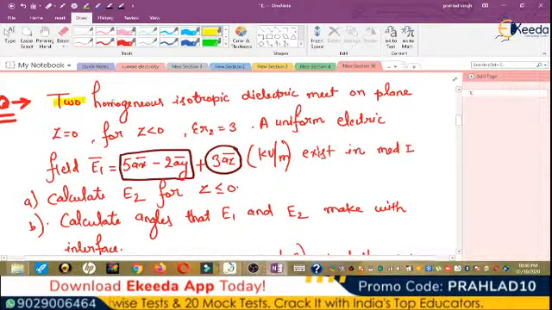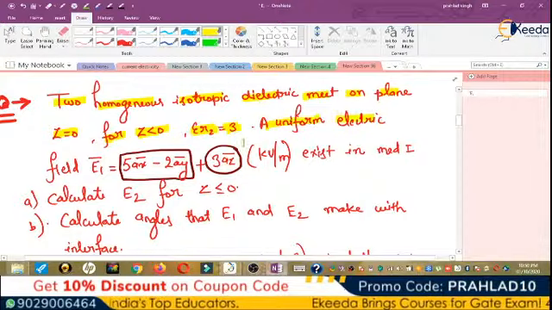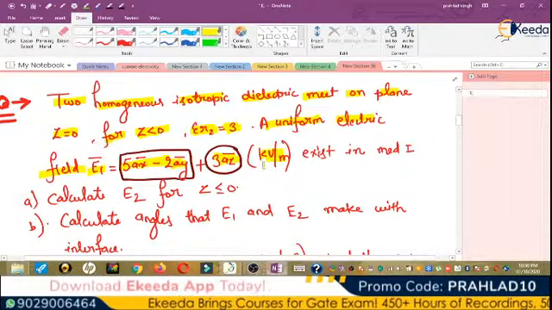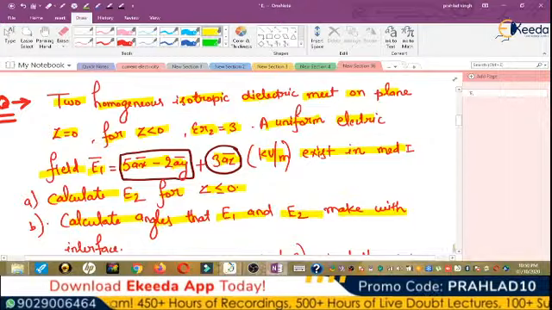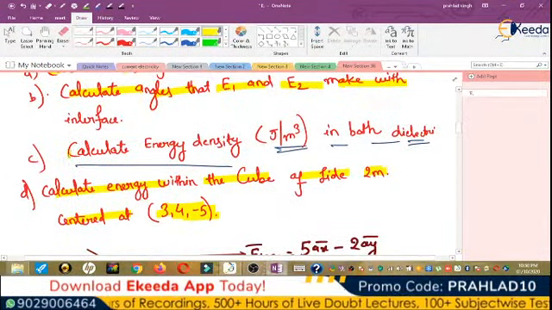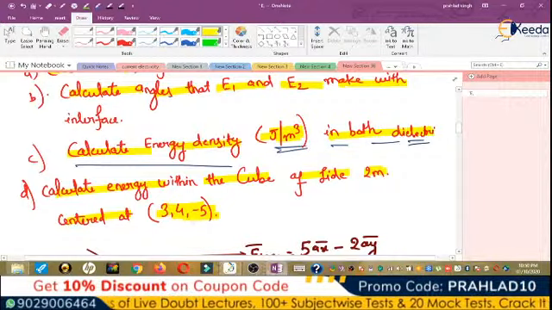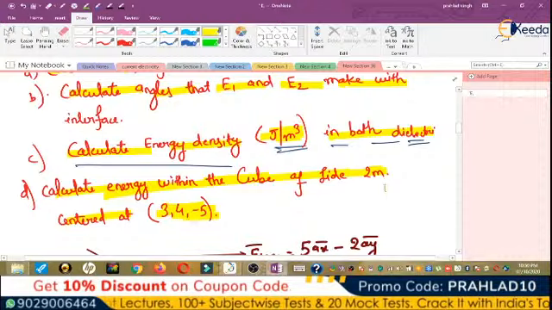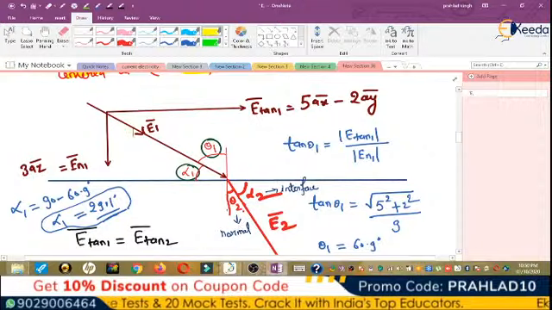Based on which we solved this numerical. Two homogeneous isotropic dielectrics meet on plane Z is equal to 0. For Z less than 0, epsilon R2 is 3. A uniform electric field E1 = 5ax minus 2ay plus 3az kilovolt per meter exists in medium 1. Calculate E2 for Z less or equal than 0. Calculate angles that E1 and E2 make with the interface. Calculate energy density in joule per meter cube in both dielectrics and calculate energy within the cube of side 2 meter centered at (3, 4, -5).